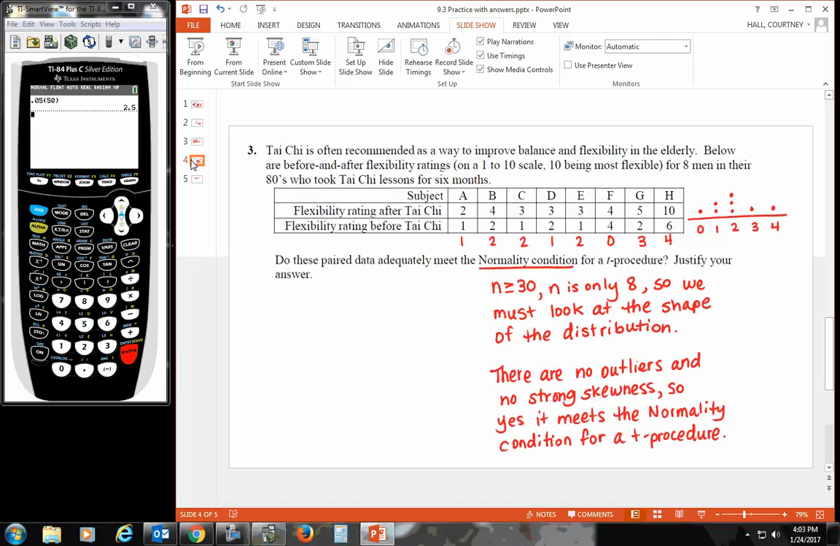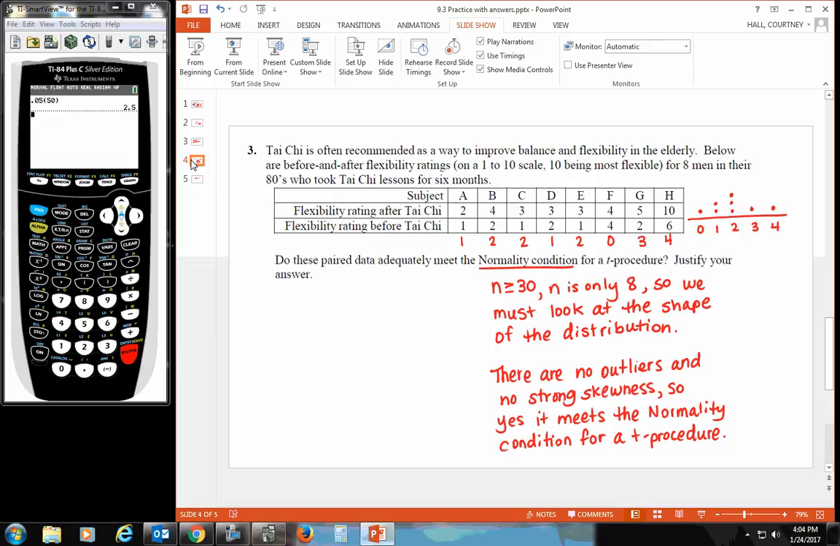Number 3, Tai Chi is often recommended as a way to improve balance and flexibility in the elderly. Below are before and after flexibility ratings on a 1 to 10 scale, 10 being the most flexible, for 8 men in their 80s who took Tai Chi lessons for 6 months. Do these paired data adequately meet the normality condition for a T procedure? Justify your answer.